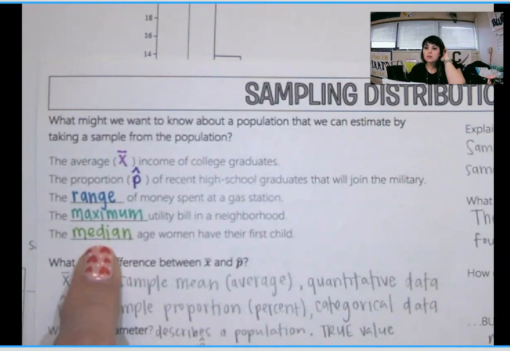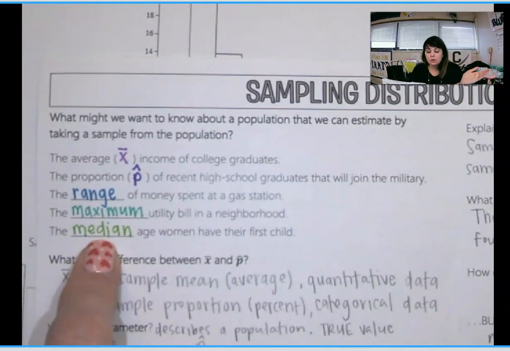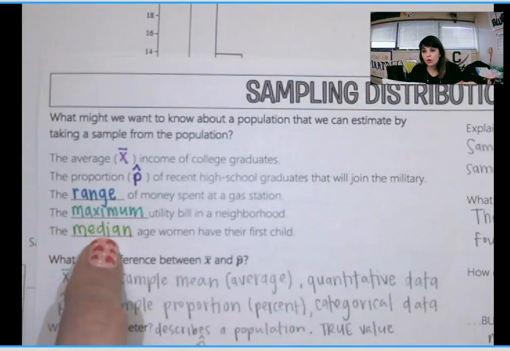So we have a population. We want to estimate things about our population, and in order to do that, we'll take a sample. What might we want to know or estimate with our sample?